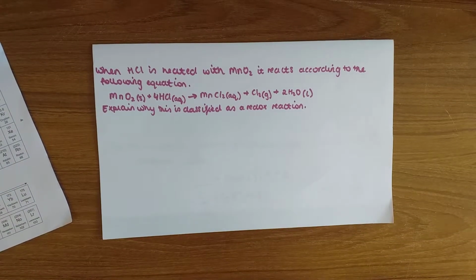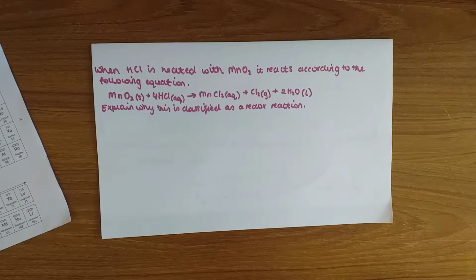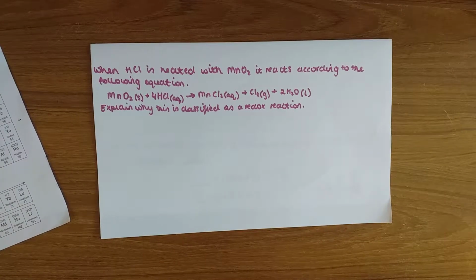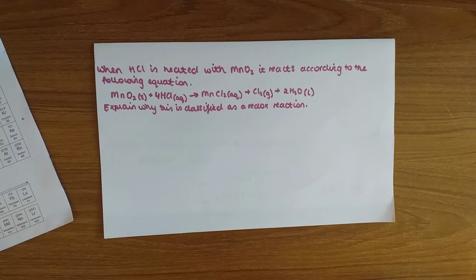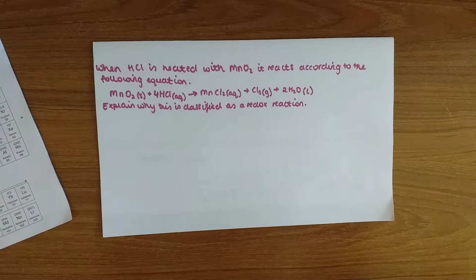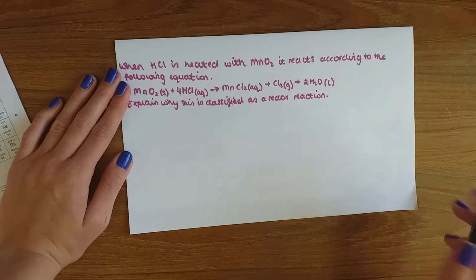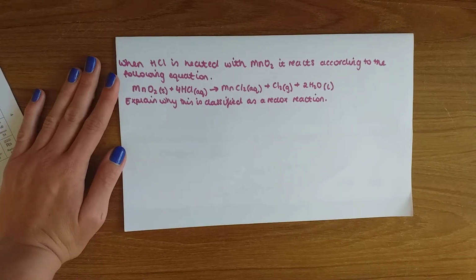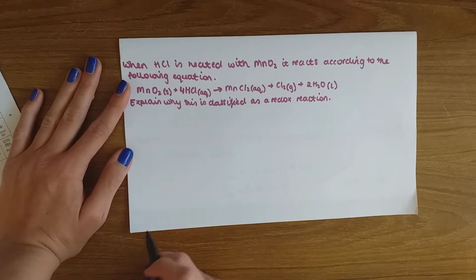So the next question I've got here is when hydrogen chloride is heated with MnO2, it reacts according to the following equation, and you've got the equation here, and explain why this is classified as a redox equation. So a redox reaction is the one where we've got oxidation and reduction in the same equation. So we've got to check this first, and we can do it using oxidation numbers.